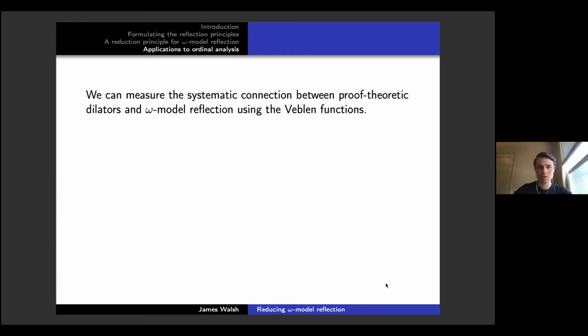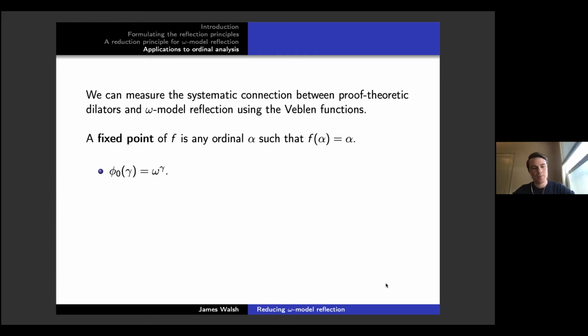So the Veblen functions are often used to measure the strength of theories in proof theory. Before giving the definition, let me mention a fixed point of a function f on the ordinals is any ordinal alpha such that f of alpha is alpha. And here's the hierarchy. So we have a hierarchy of functions on the ordinals, and the functions are going to be indexed by ordinals themselves.